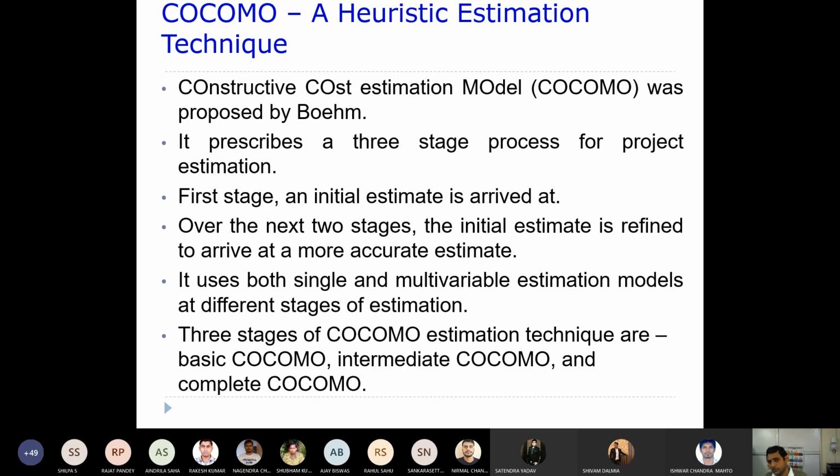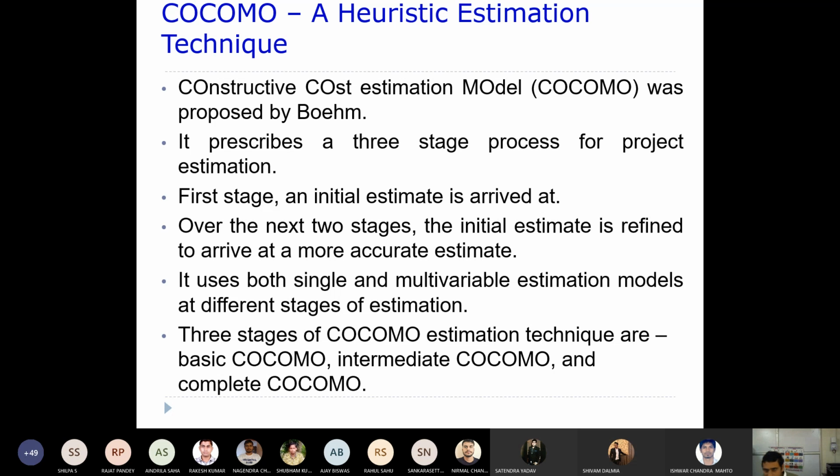Now we'll talk about the COCOMO model. It is a heuristic estimation technique. COCOMO is the Constructive Cost Estimation Model, proposed by Barry Boehm. Can anyone tell me what process model Barry Boehm proposed? Spiral. Yes, good, Satendra. So he is the person who developed the heuristic estimation techniques.